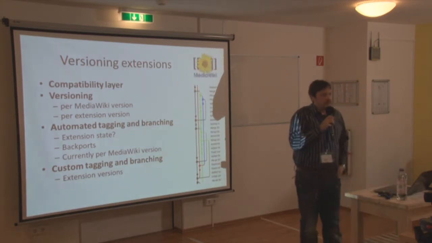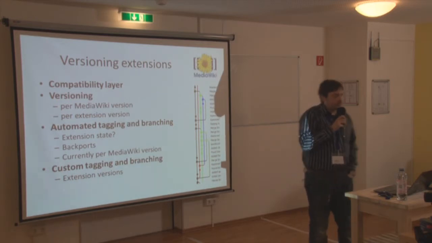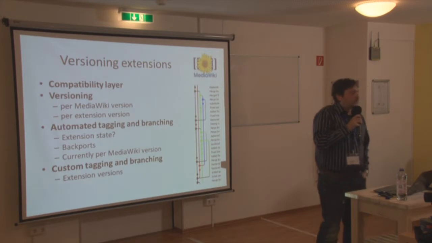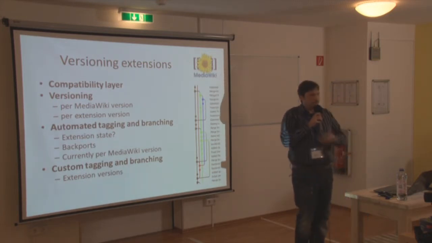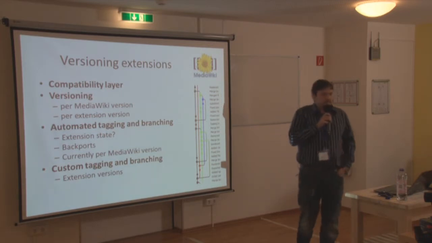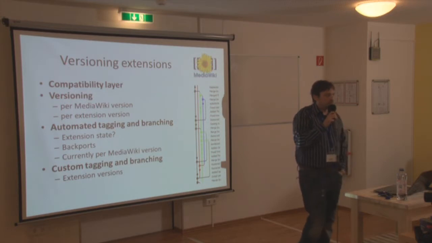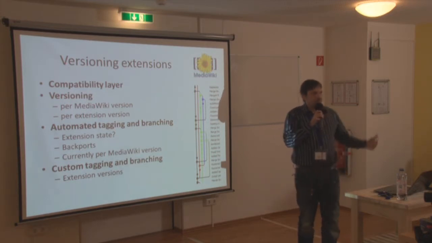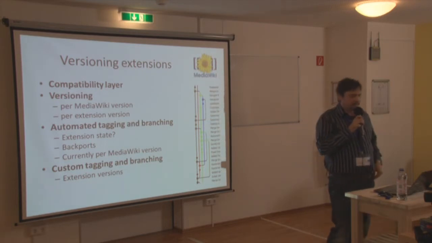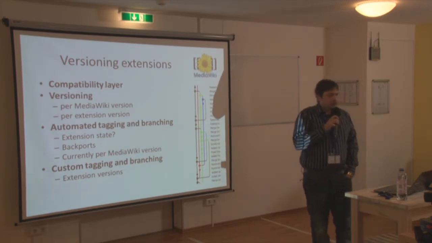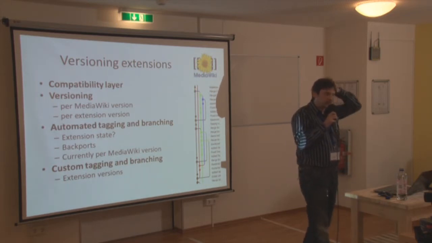The more advanced extensions, so the more complex extensions, would have versioning on their own, be it per MediaWiki version, which is what we are doing when we're tagging the extensions, or of course per extension. Take Semantic MediaWiki, for example, which has its own versioning system, which goes aside the MediaWiki version. So how do we fit this together? One is, as I said, automated tagging and branching.